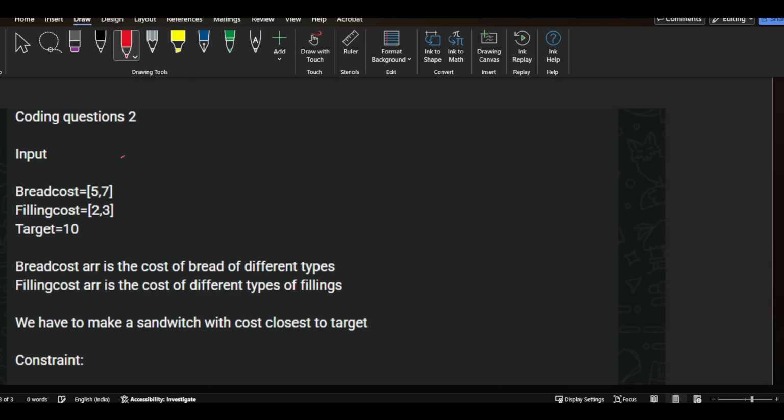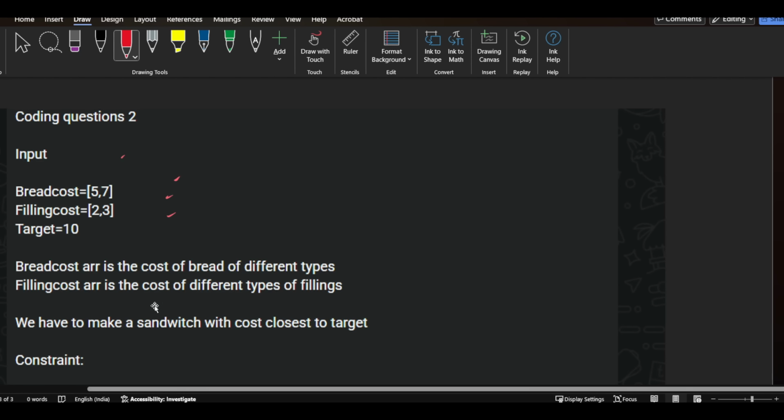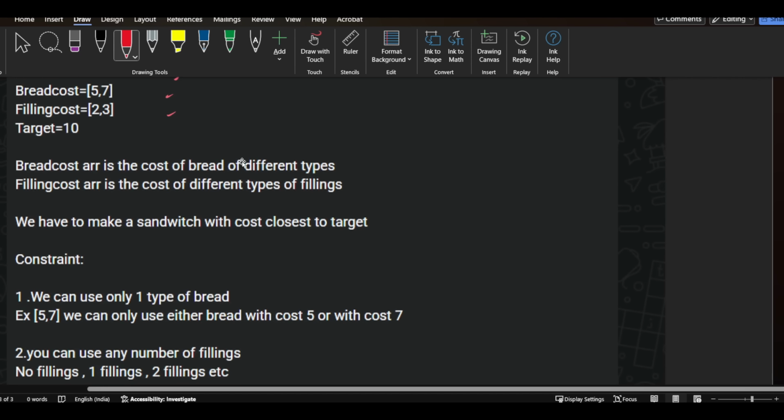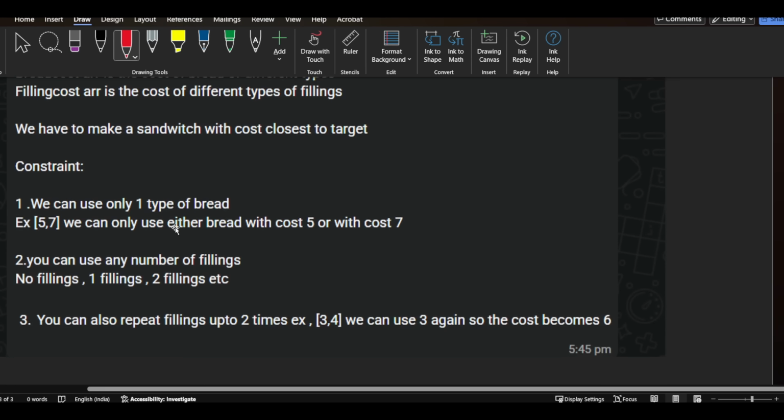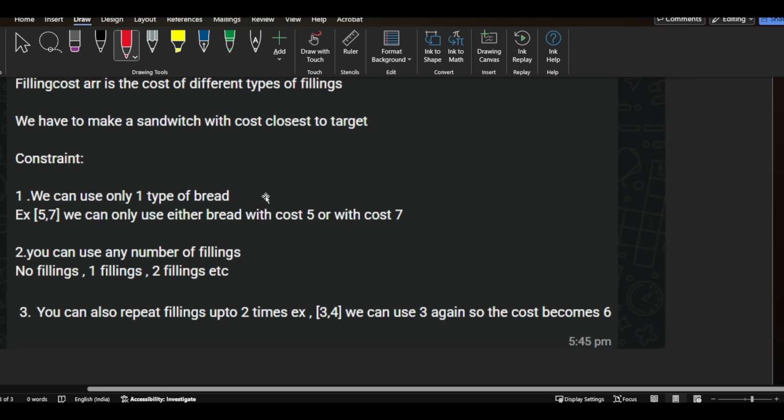Second coding question, input is given here: bread cost, filling cost, and target. Bread cost array is the cost of bread of different types. Filling cost array is the cost of different types of fillings. We have to make a sandwich with cost closest to target. In the constraints, we can use only one type of bread, and second, you can use any number of fillings.